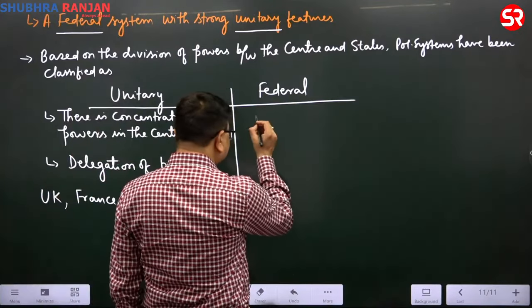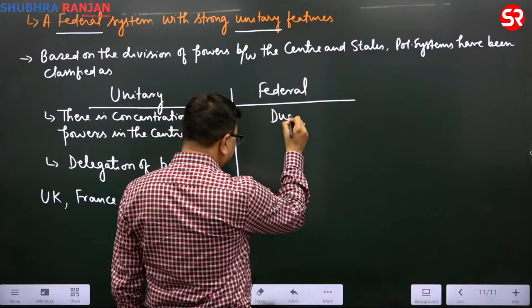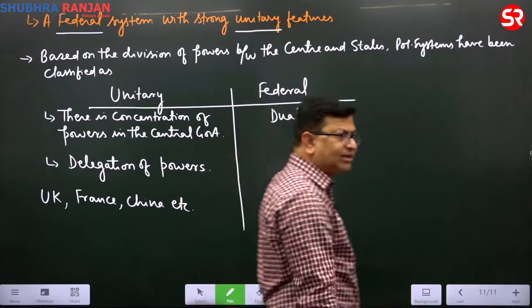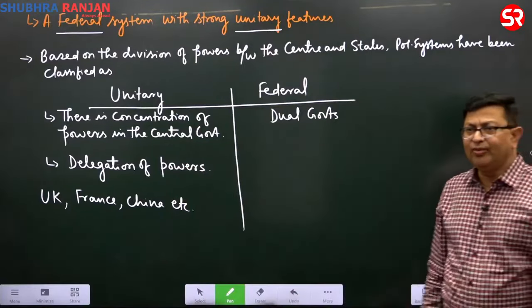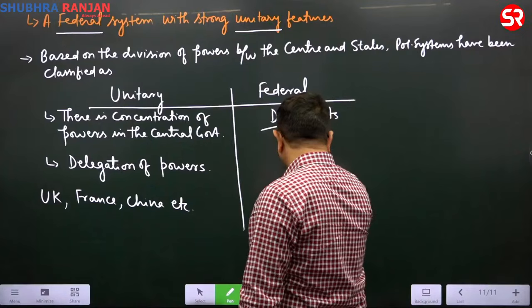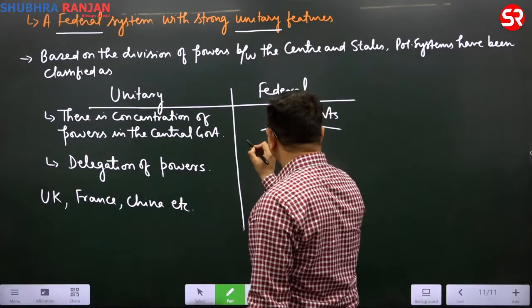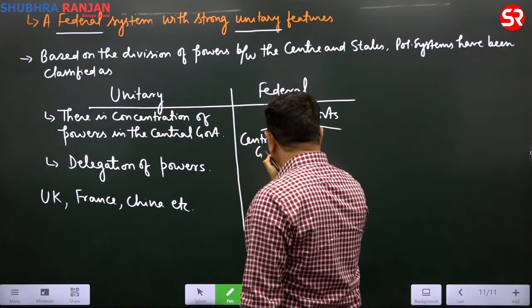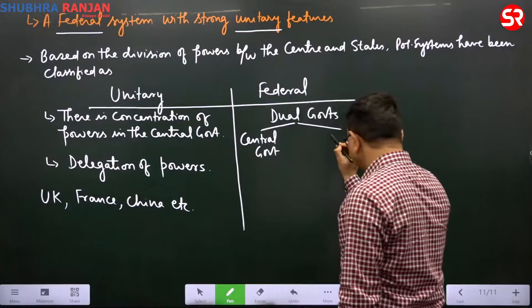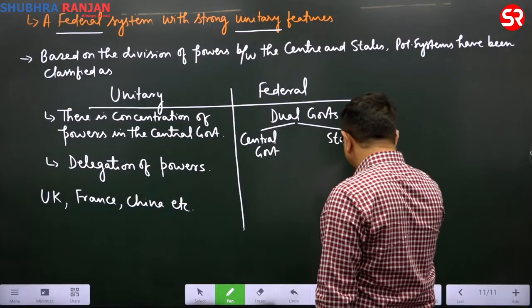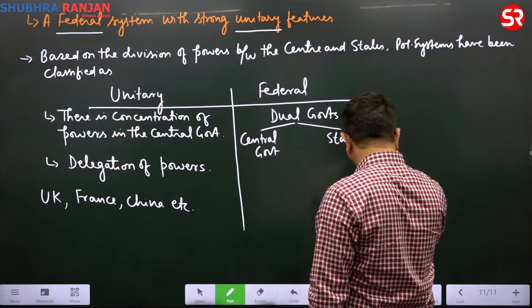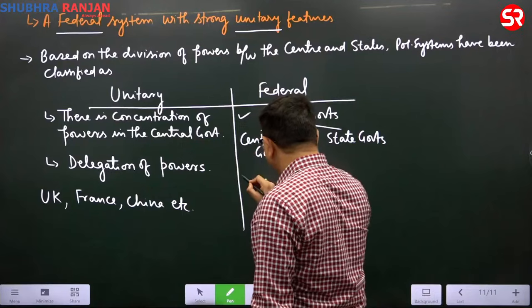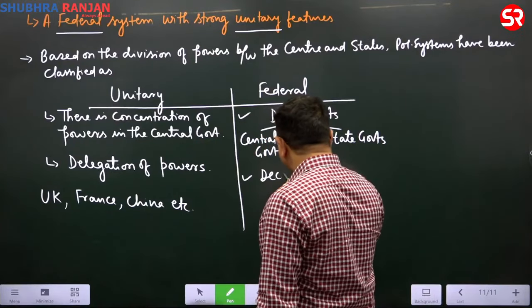When we say federal system, in a federal system there are dual governments: the central government and the state governments. And here there is decentralization of powers.